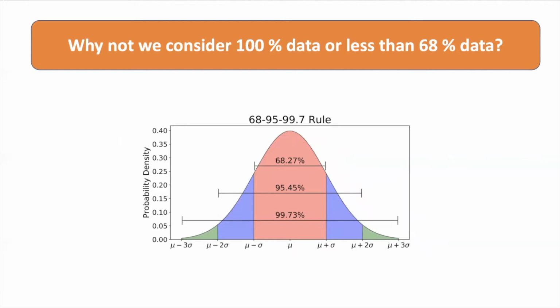But the main question is, why don't we consider 100% of the data or less than 68% of the data? As you can see in this figure, if we consider 100% of the data, it will extend from this, and therefore the probability density will be around 0.0 or 0.01, which is negligible. And if we consider less than 68% of the data, the bell curve will become highly skewed.